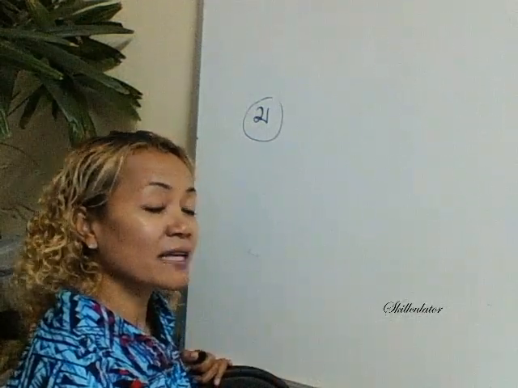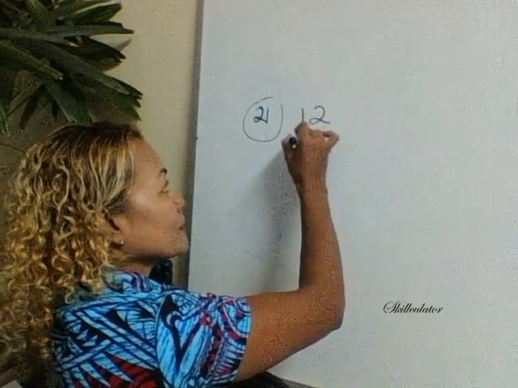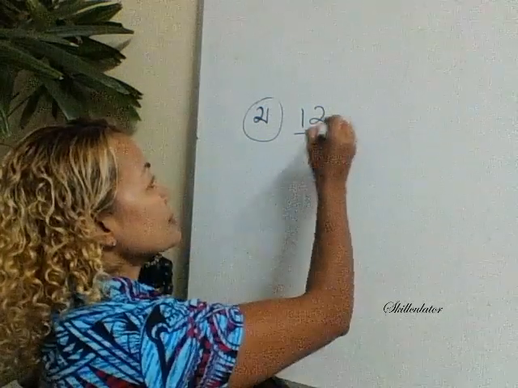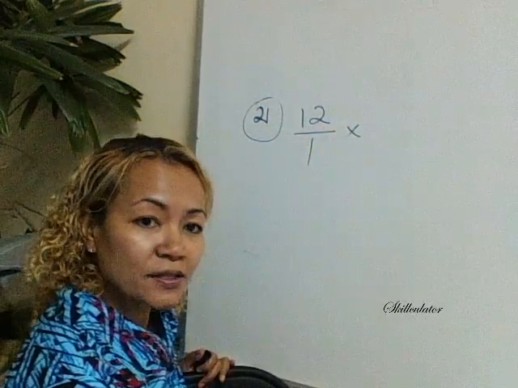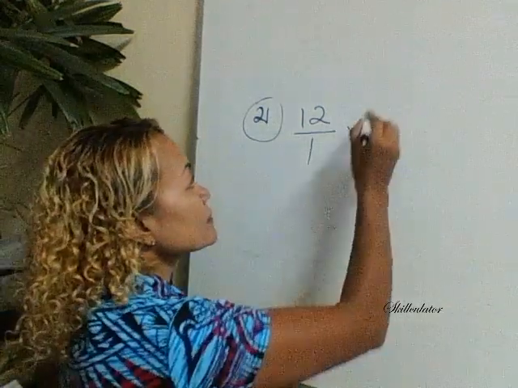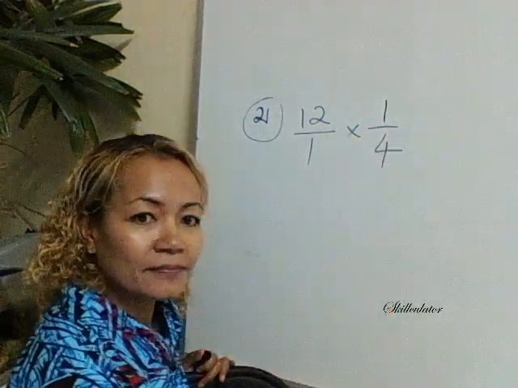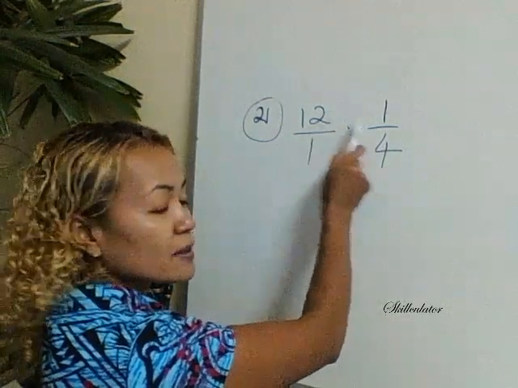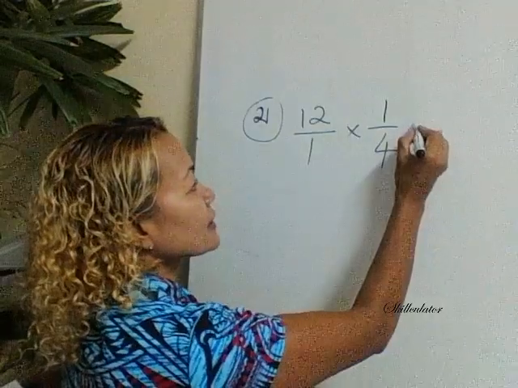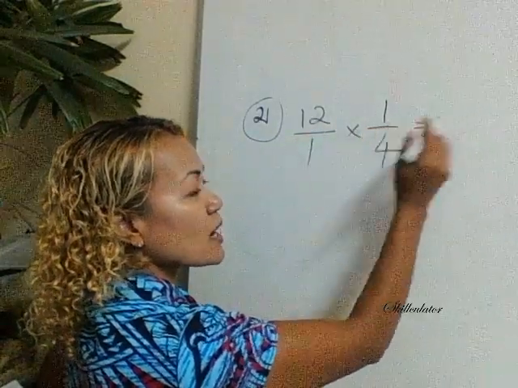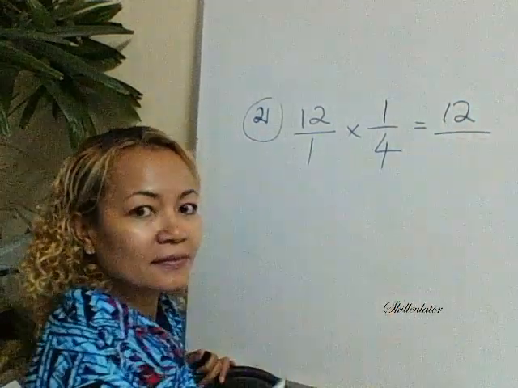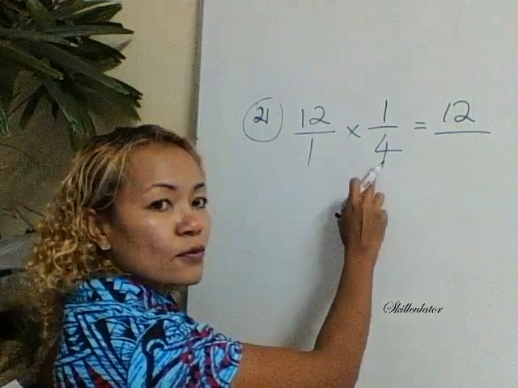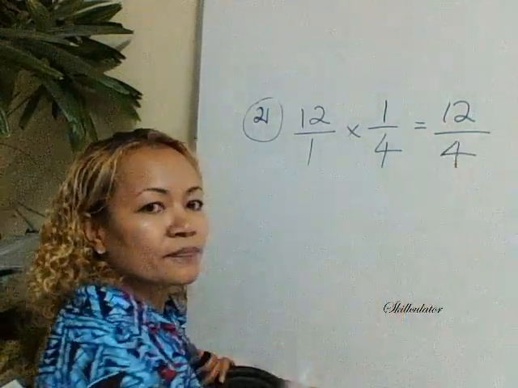Okay, what is the number that we're given? It is 12. Any number, just put it over 1, and it's a fraction. Then you multiply it by, what was the fraction they gave? 1/4. Okay. When you're multiplying fractions, you multiply the two numbers on top, the numerators. In this case, 12 times 1 is 12. And then you multiply the denominators, the numbers at the bottom. 1 times 4 is 4.